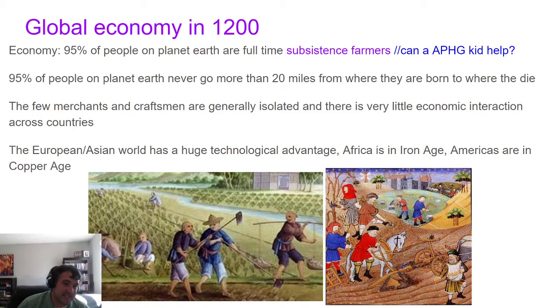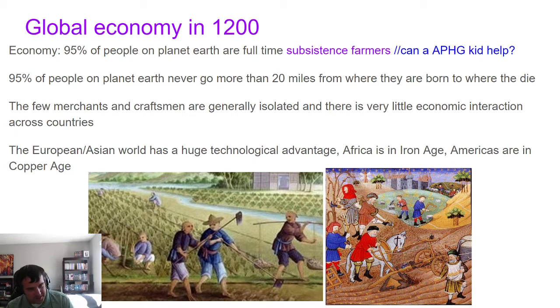Here's another interesting fact. 95% of people on planet Earth never go more than 20 miles from where they're born to where they die. So to give you some perspective, in Las Vegas, if you live here in Southern Highlands or Mountain's Edge, and you've ever been to Mount Charleston, or you've ever been to Boulder City, you've already gone farther than the vast majority of people who lived 820 years ago. So a lot of people are just kind of born in a village and die in a village, and they just farm their whole lives. That's the reality of the world back then.